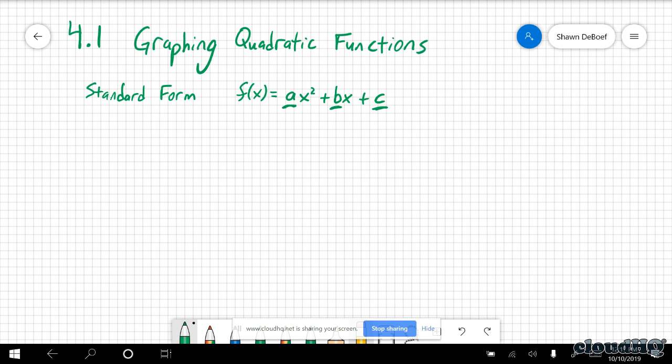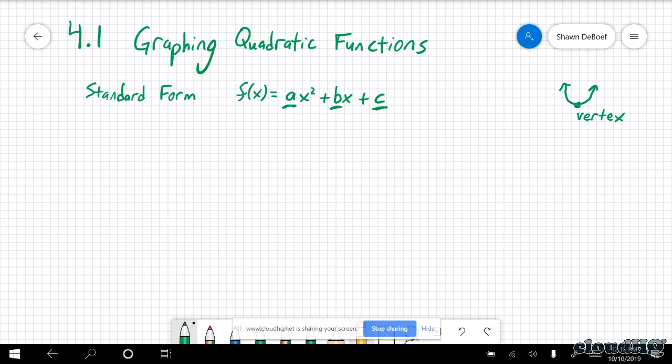We know it's a parabola. Just a reminder that with a parabola, there will be a vertex. And when we graph these parabolas, we would like to identify that vertex for a couple of reasons.